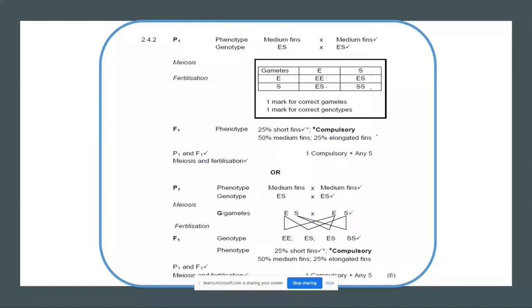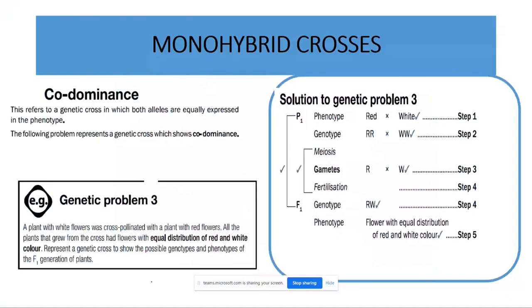Right. And then you can use either the Punnett square, or you could use the lines. Whatever's easy for you, you use that. I hope that one made sense. Then codominance. Remember, we are just doing monohybrid cross. What does mono mean? We are only looking at one characteristic.